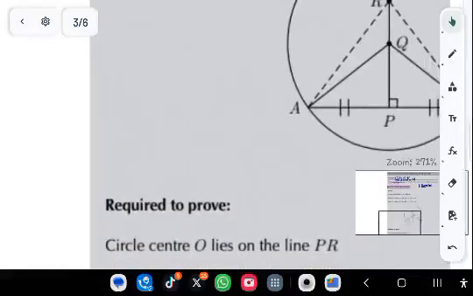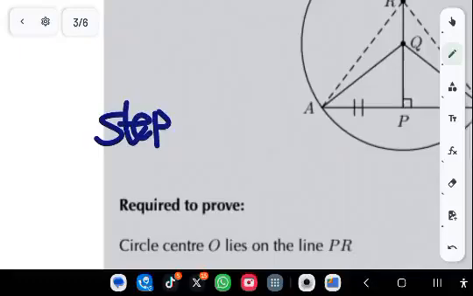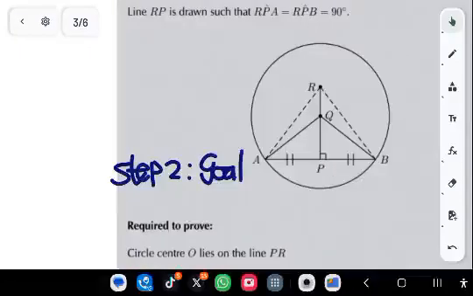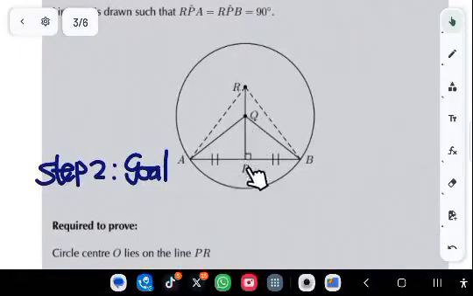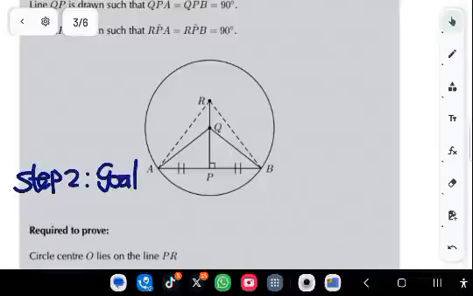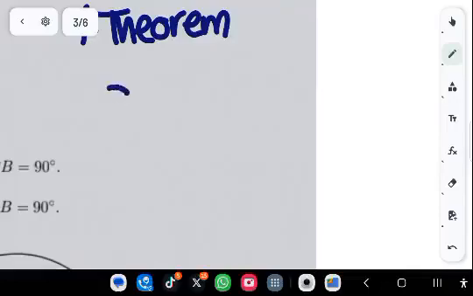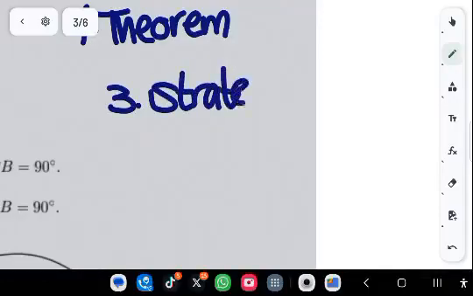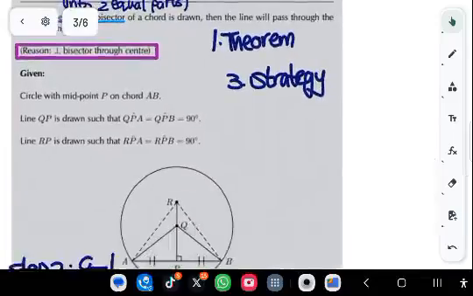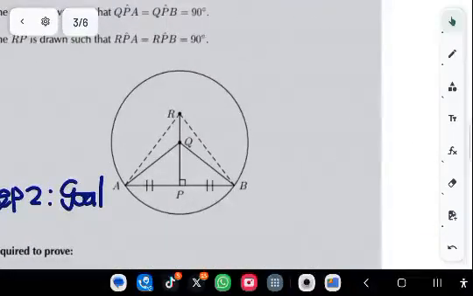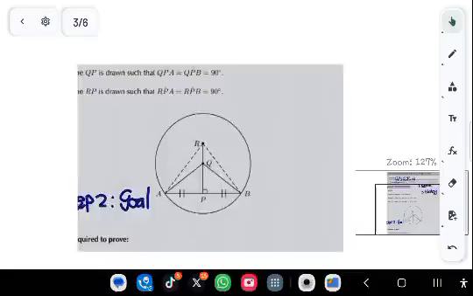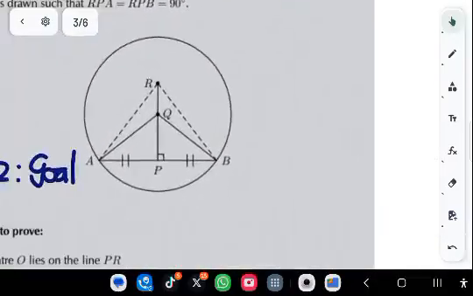What are we required to prove? That is step number 2. What is the goal? We are required to prove that the circle center O lies on the line PR. How are we going to do that is the strategy. What will the strategy be? Notice that we already have right angle triangles formed. So obviously, for ease of proof, using the method of congruency will be very strategic, and it will be very helpful and easy.